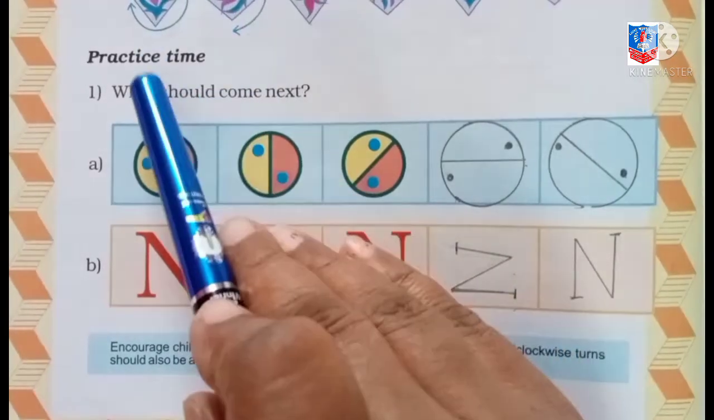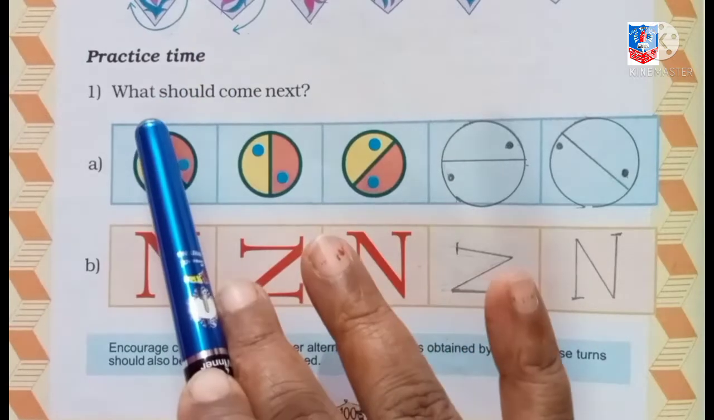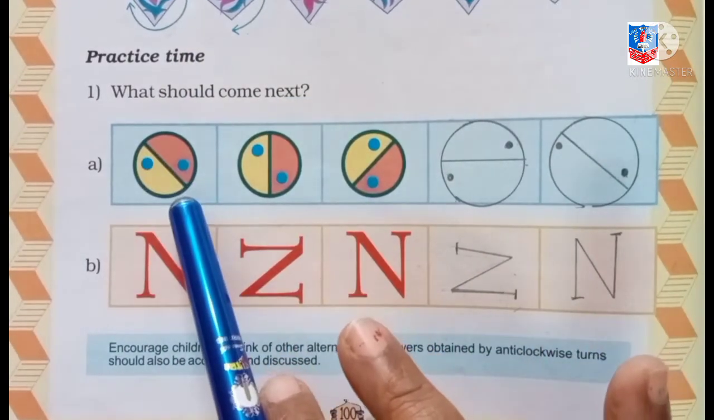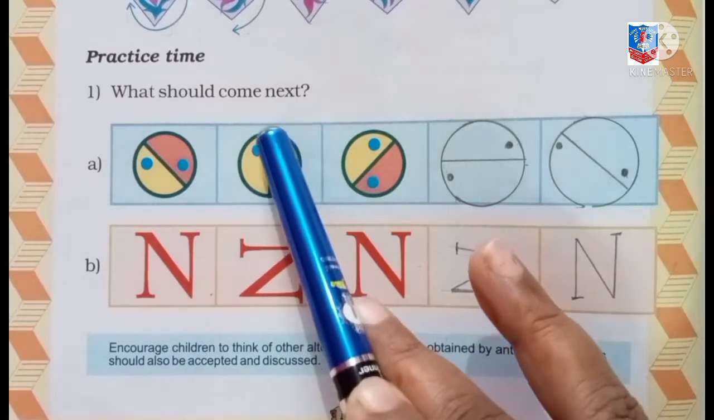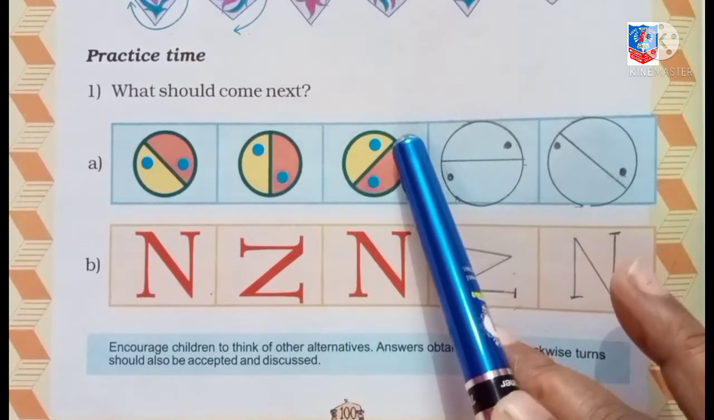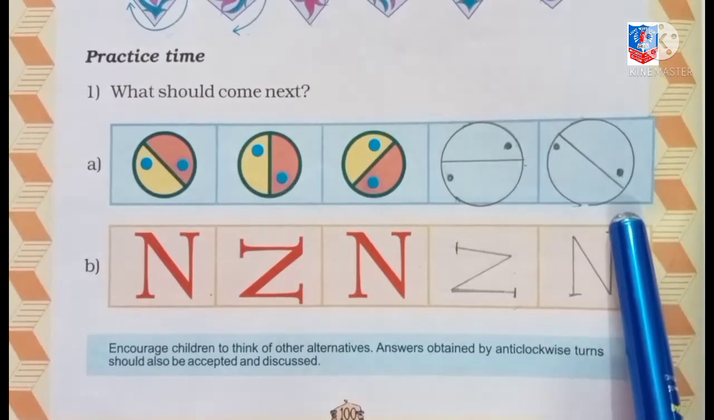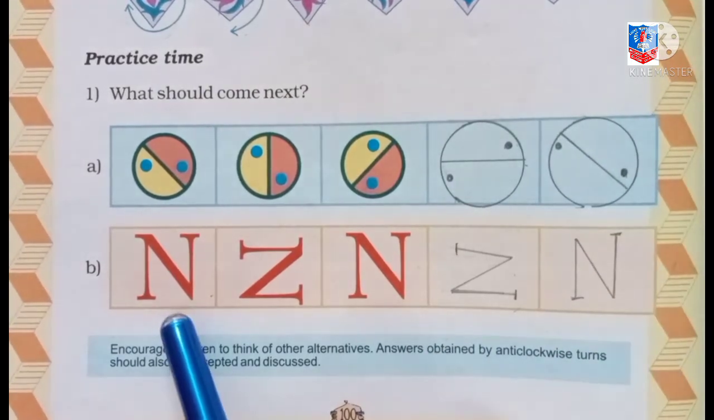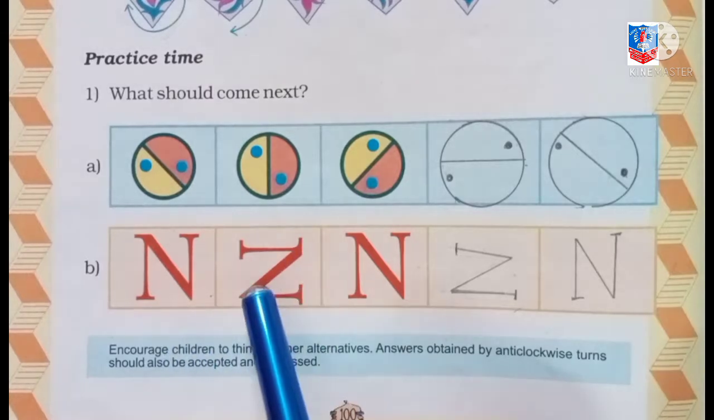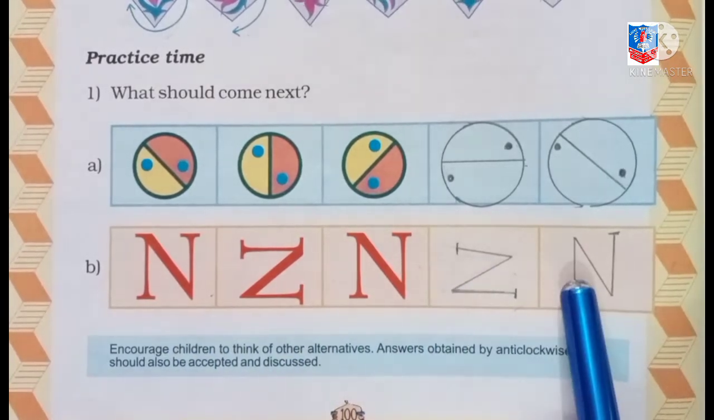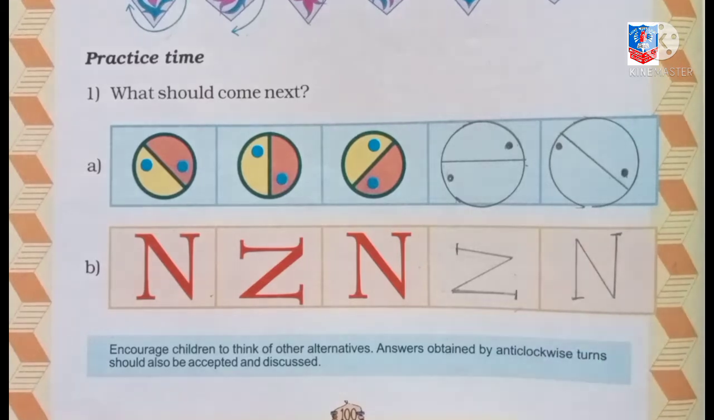Now see here, practice time. What should come next? Now see this line, slanting line, straight line. Again it turns this way, slanting line, then straight line, again slanting line. Now see here, one up, then one like this, again up, then like this, again up. Understood?